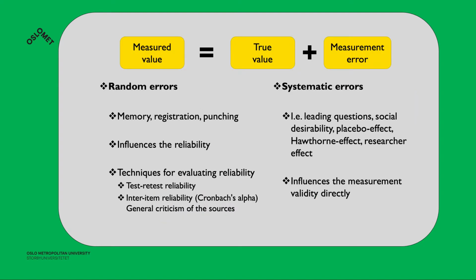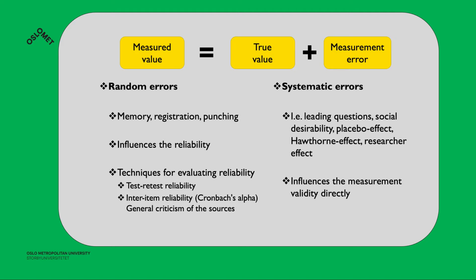But it's also important to know that the measured value we have in the survey is really the result of the true value plus the measurement error. And when we talk about measurement error, we divide between random errors and systematic errors. Random errors are okay, but systematic errors, we do not want.